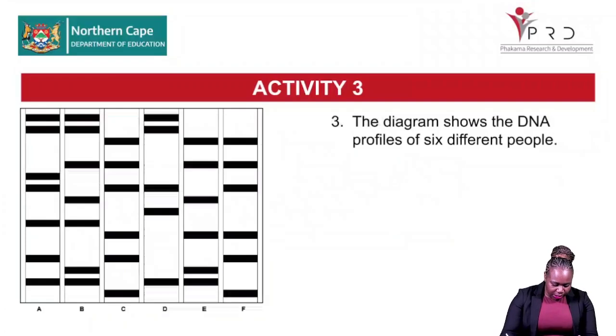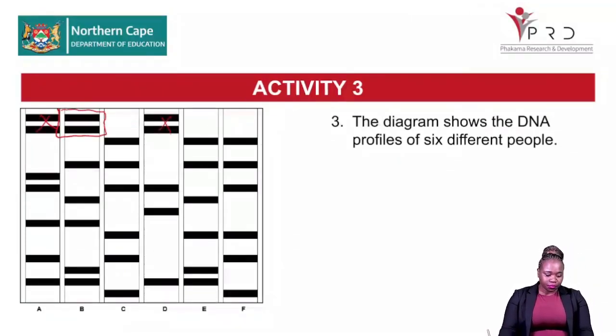Okay, now let's have a look at individual B. So firstly, these two bars of individual B are matching both A and D. So we're going to just put a cross on both A and D, right?